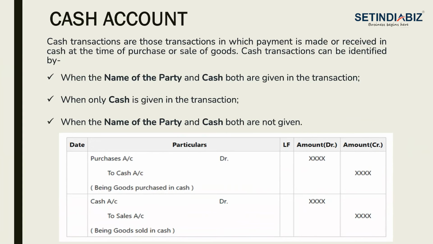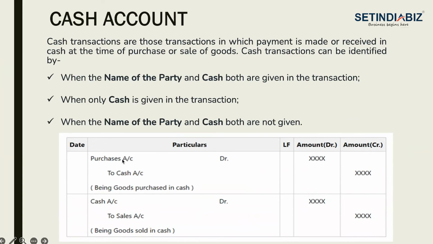Now, when the party name is also mentioned, it is an additional benefit. Goods being sold on cash to ABC company. Okay, but the entry will not change because the sales are being done on cash. When nothing is mentioned, but goods are sold and cash is received, then also it will be the same entry, cash account debited to sales account. And this is for the purchasing.